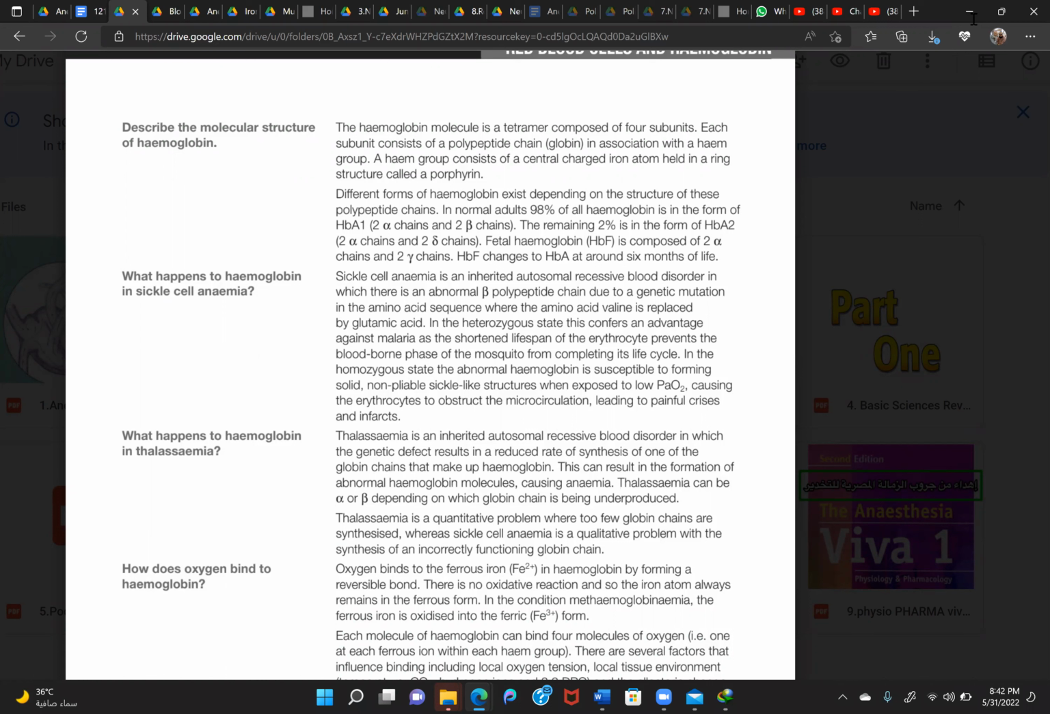We will go into detail about sickle cell and thalassemia, but I will just tell you here what happens. In sickle cell anemia, it is either homozygous or heterozygous, and then it becomes sickle cell trait or sickle cell disease. Sickle cell disease is the more severe form, and sickle cell trait is heterozygous, so it tolerates some hypoxia.